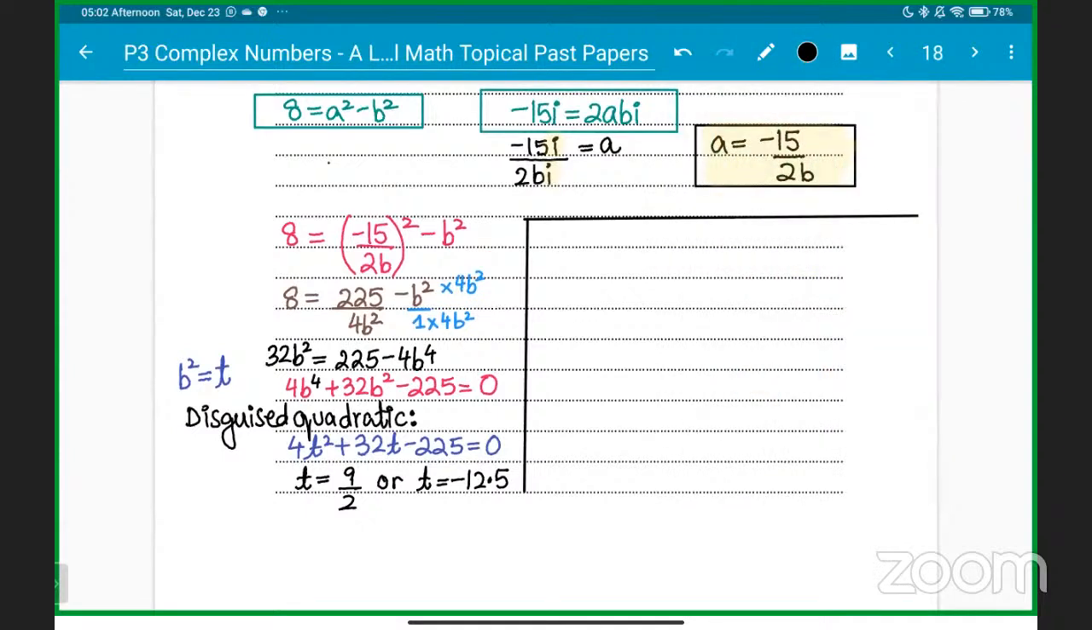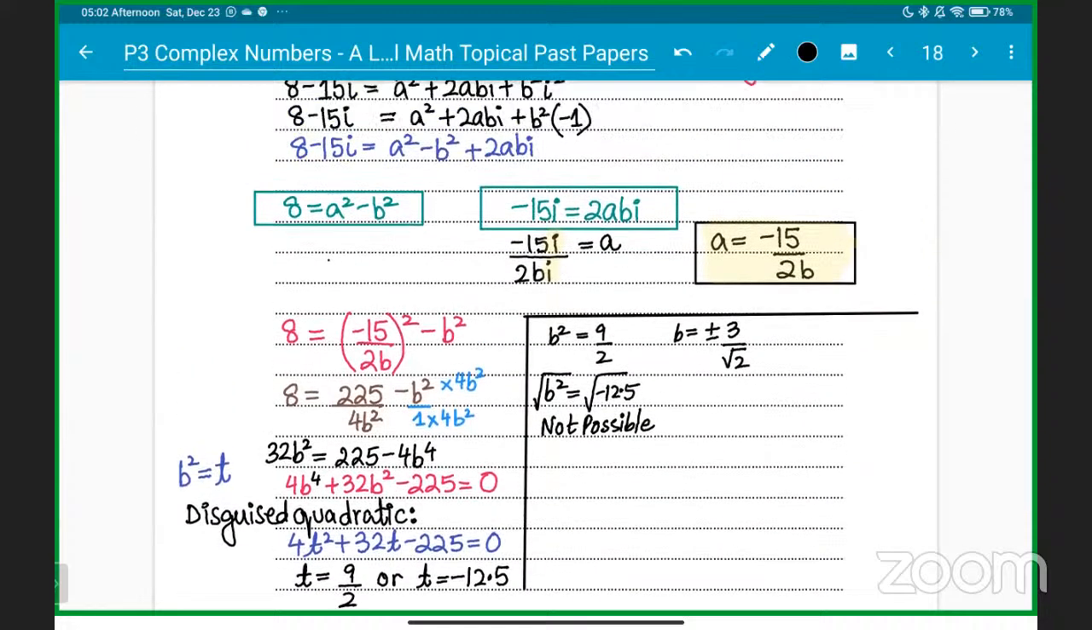Here we go. b square is equal to t. So for t equal to 9/2, b square is equal to negative. So this one will not be possible. Clear, understood? And for this one, b is equal to the square root of b square. So it will be plus minus 3 over square root 2. So the b value comes out plus minus 3 over square root 2. Everyone with me, following, guys?